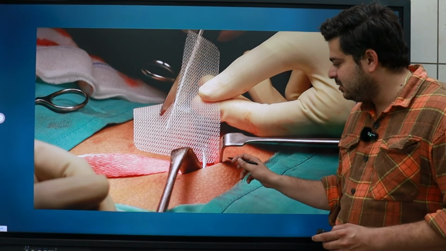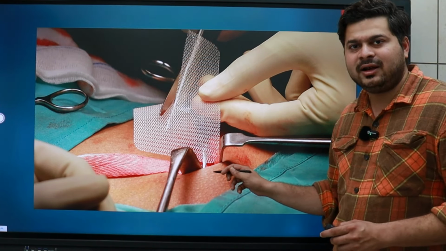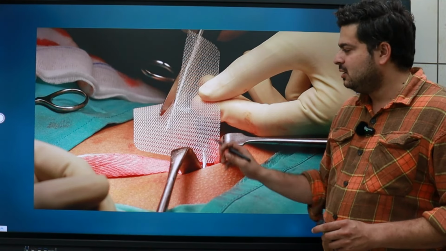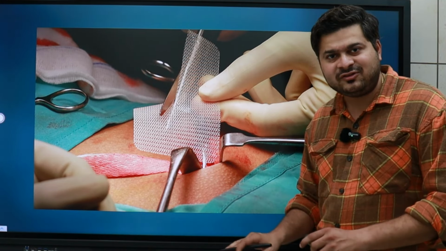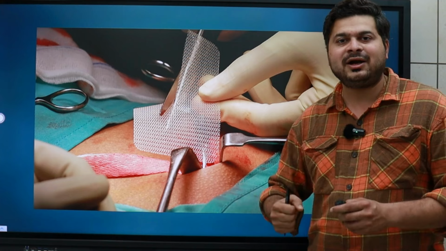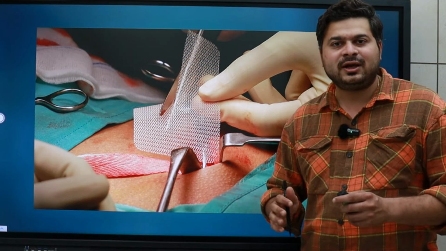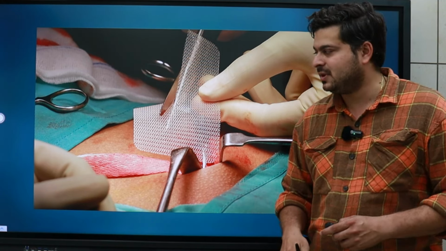So we have already put a cut over the patient and muscle repair has already been done. Now the surgeon is putting in the mesh, will fix it and impart additional strength to the area, so that there is no future risk of hernia.